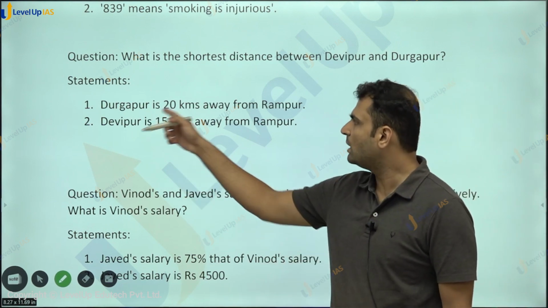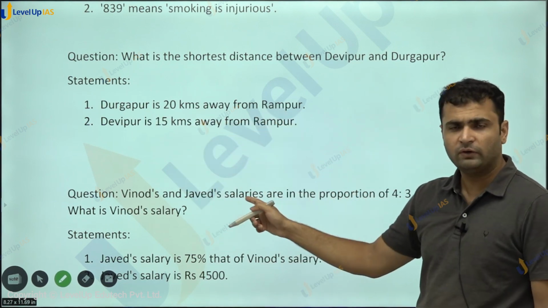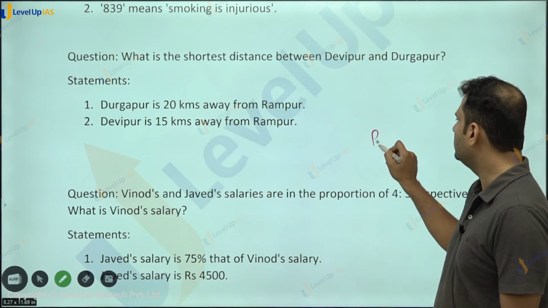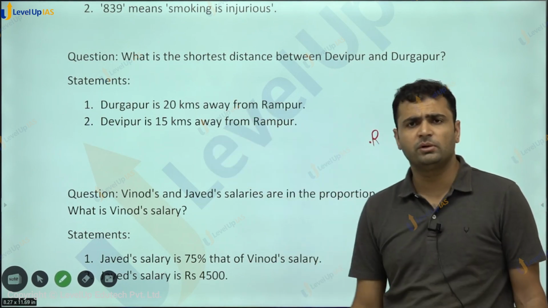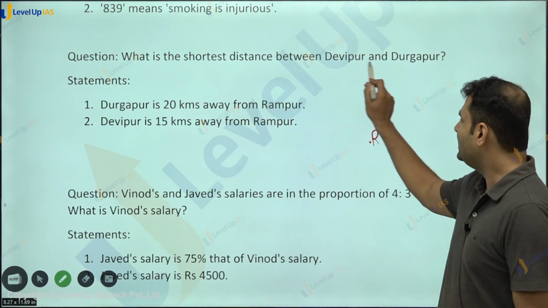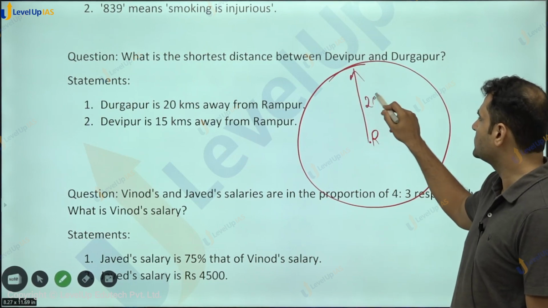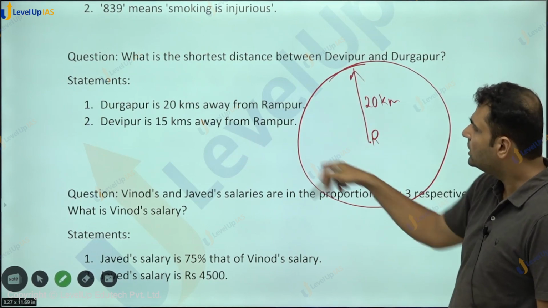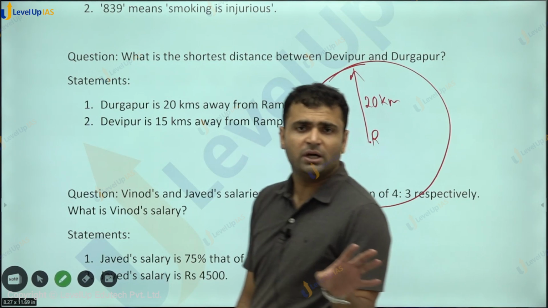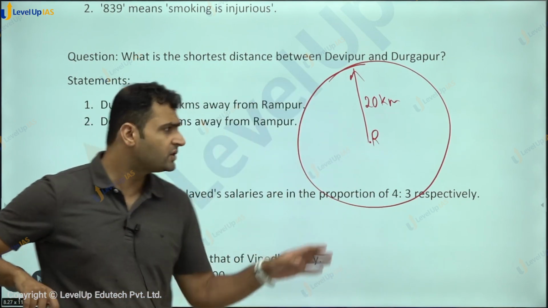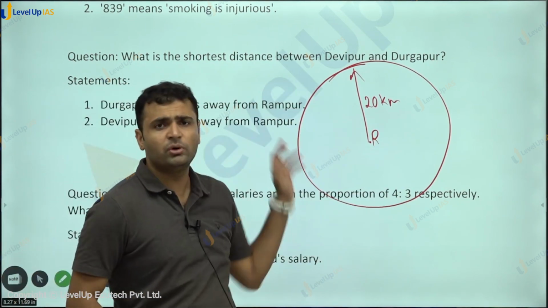First, Durgapur is 20 km away from Rampur. Fine. So if this is Rampur, Durgapur is 20 kilometers away. 20 kilometers away meaning in any direction 20 kilometers. If we draw a circle of 20 kilometers, so Durgapur is somewhere on this circle. That is what we mean by 20 kilometers, right? Distance is 20 kilometers, so Durgapur is somewhere here.